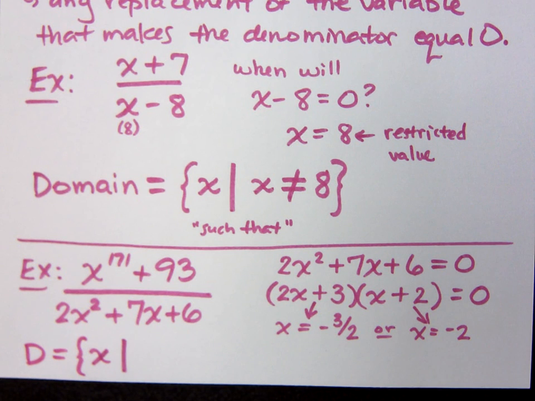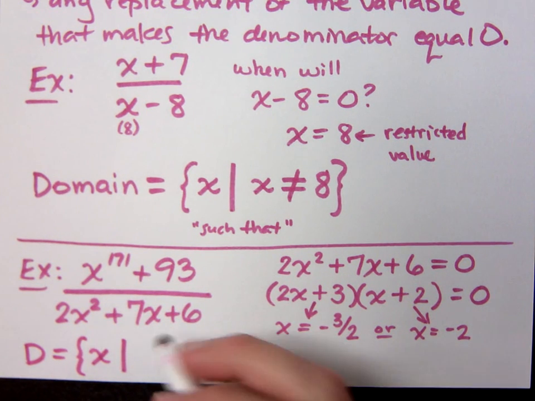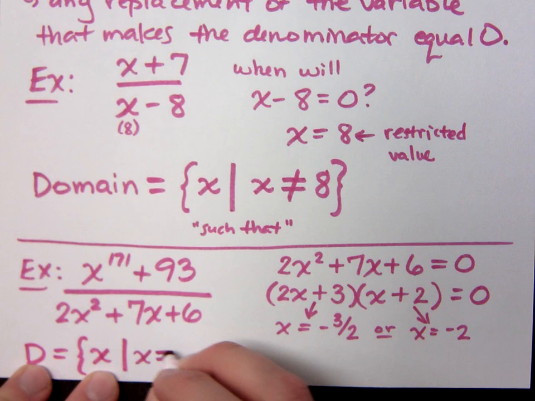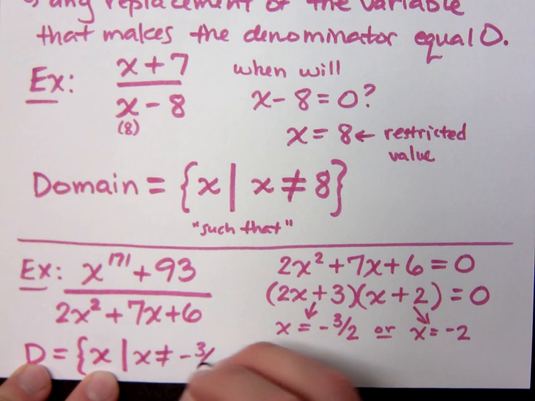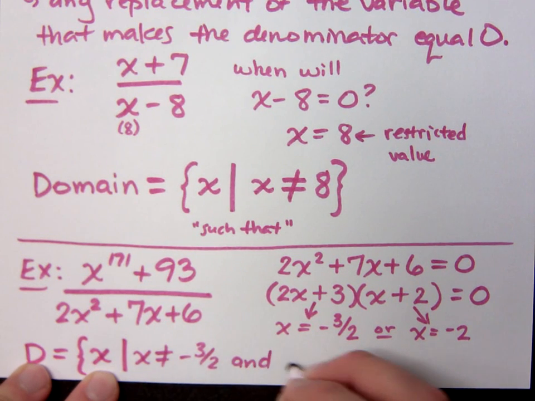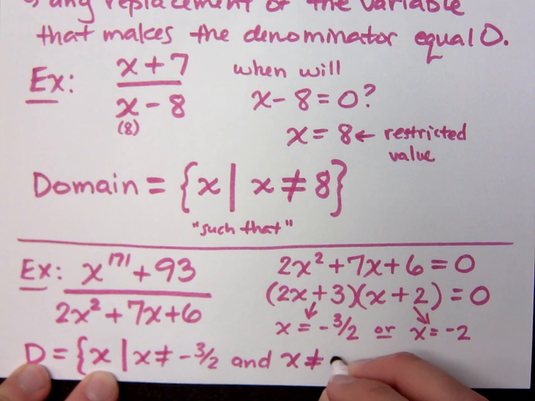This is a more advanced thing. Our domain is the set of all x such that what? What are the restrictions on x? What do we not talk about in this problem? Negative 3/2 and negative 2. So x cannot equal negative 3/2, and x cannot equal negative 2.